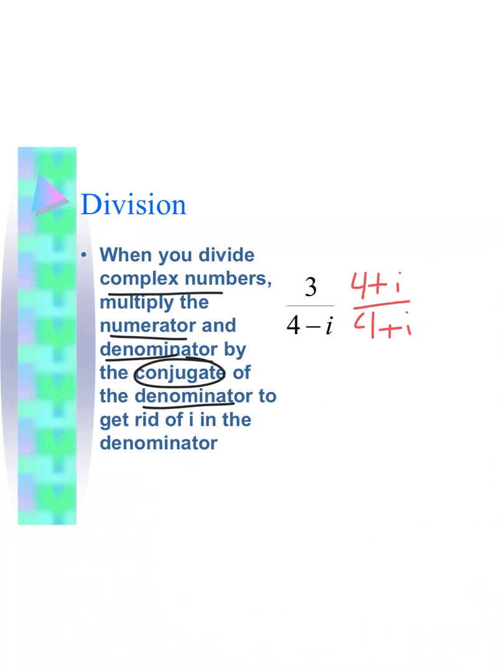We're going to end up getting 4 squared plus 1 squared, which is 17. And then for the top, we get 12 plus 3i. And that is, believe it or not, more simplified than our first expression. Final answer. All right, for our following two examples, we're going to do the same thing here.